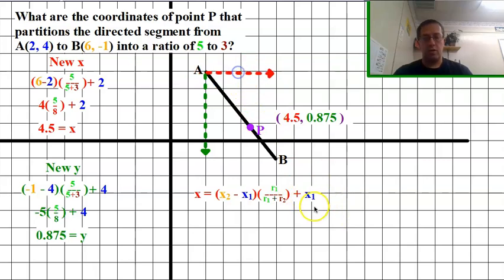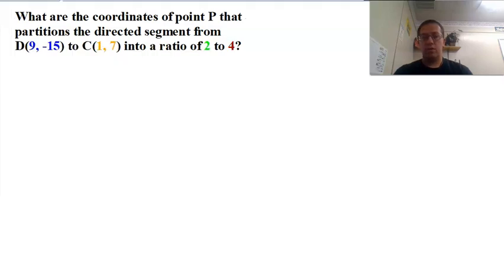So make sure you start here and not at 0. And then you do the same thing for your y's. Only change is y2 minus y1. This ratio is the same, still 5:3, so it's 5 out of 8 total pieces, plus your starting point. Okay, we're going to do one more example of this. No grid this time. So we want the coordinates of point P that partitions the directed segment from D to C into a ratio of 2:4.